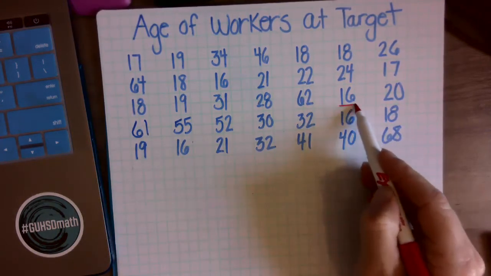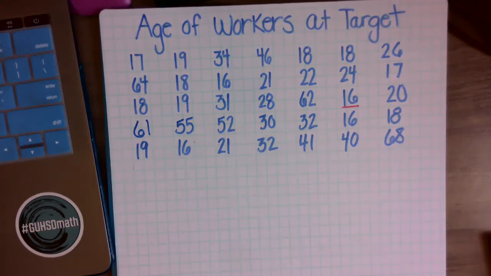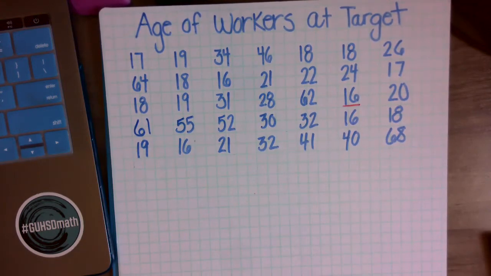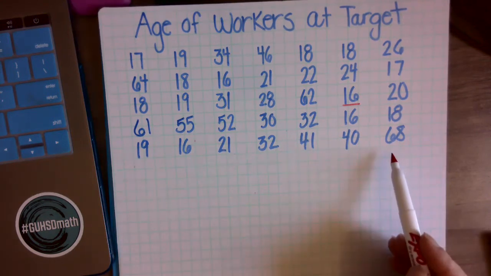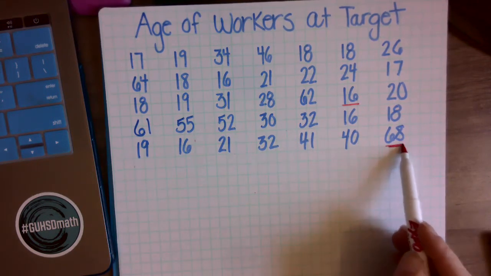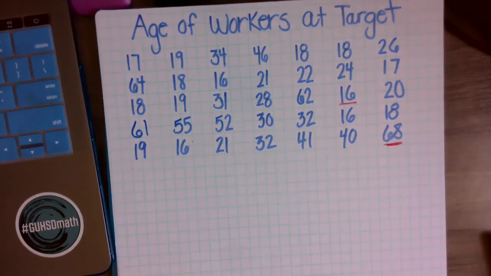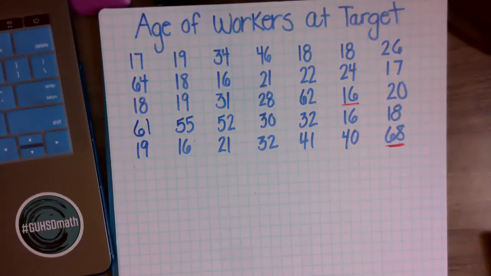So 16 is gonna be, I have a couple 16-year-olds who work at Target. So that's gonna be my youngest value. My oldest, it looks like my oldest worker is 68. So that's my youngest and my oldest. I'm doing this in order to try to figure out how to break up my classes.